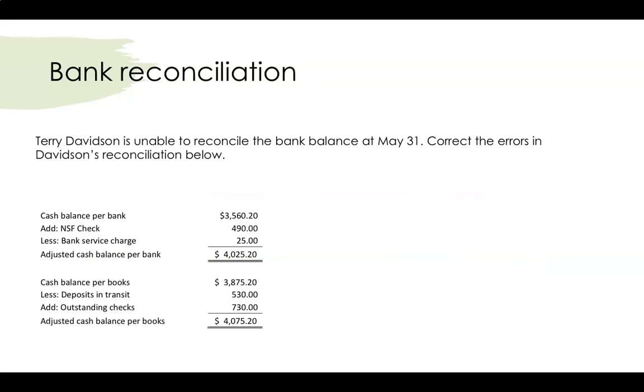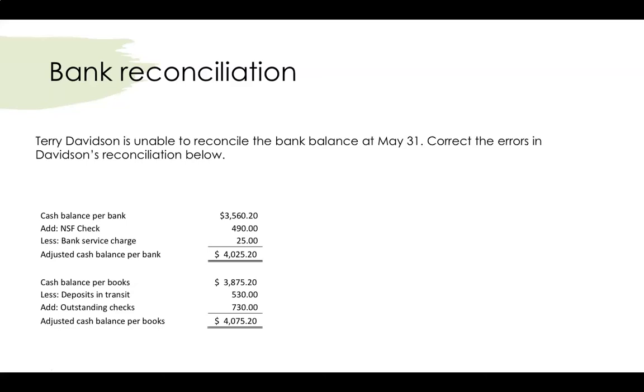Now in Chapter 8, you learned about bank reconciliation. A company would have a bank statement come in and they would see, okay, I have $3,560.20 on my bank statement. And then I take a look in my ledger or my T accounts and I see that I have a totally different amount. So they have to reconcile their bank statement with their books. And that's what's happening here in this bank reconciliation.